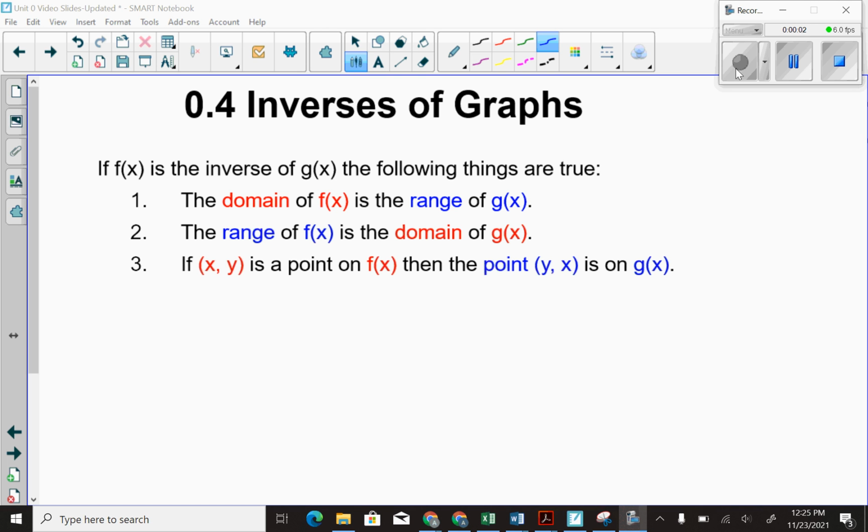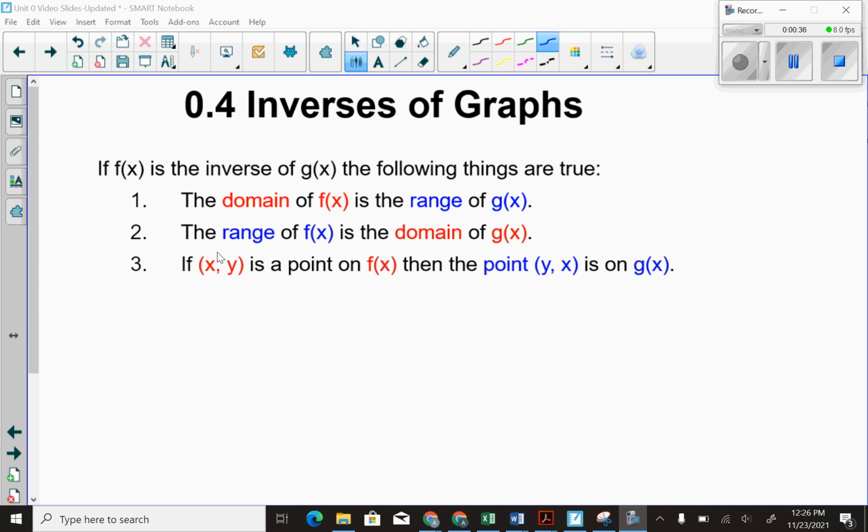For 0.4, we're looking at inverses of graphs. There are a couple of things that we want to keep in mind, and I would add them to your notes. If f of x is the inverse of g of x, the following things are true. 1. The domain of f of x is the range of g of x. 2. The range of f of x is the domain of g of x. So essentially our domain and range are switching for inverses.